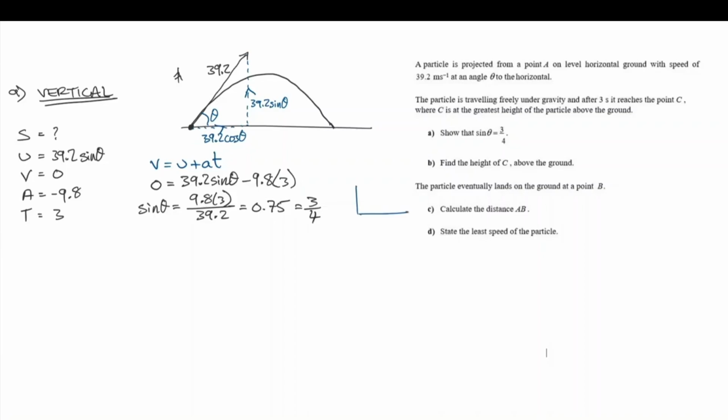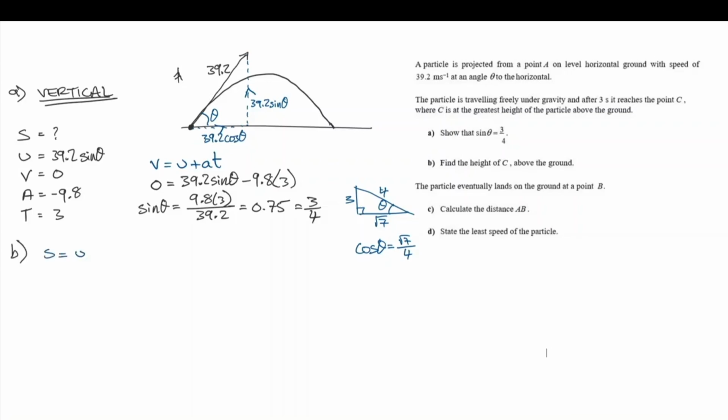Now that I know sine theta, I'm once again going to rely on a right-angled triangle to get an expression for cosine theta. Sine is the opposite over the hypotenuse, so that gives us 3 and 4, and this adjacent side is root 7. Cosine theta is root 7 over 4. That will be useful later.